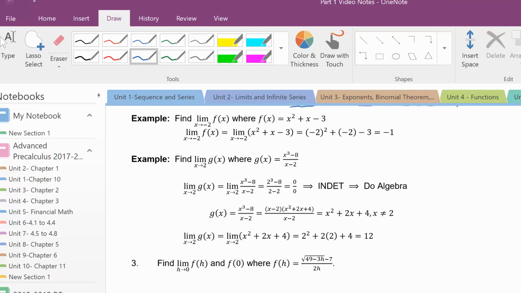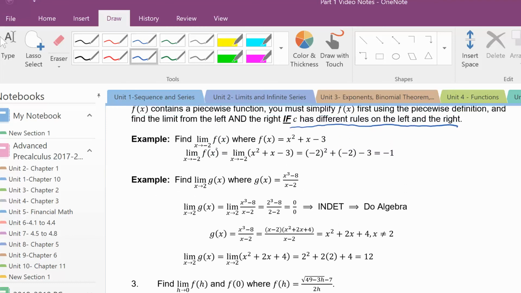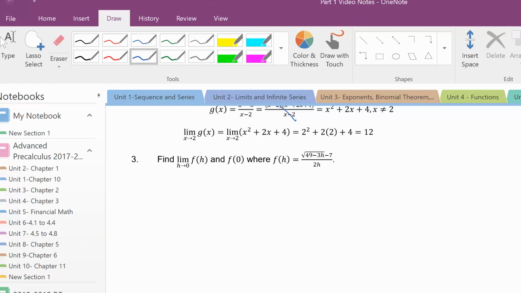So examples here, notice if you're finding the limit as x approaches -2 of the function, and the function is just x squared plus x minus 3, you can just directly substitute in that -2 and get the limit. Now notice here, if you put in 2, it's indeterminate because you get 0 over 0. So then you do the algebra by factoring. You cancel out the x minus 2's, and then you get x squared plus 2x plus 4, where x cannot equal 2, and then you can put the 2 in to find the limit. So let's do some examples.